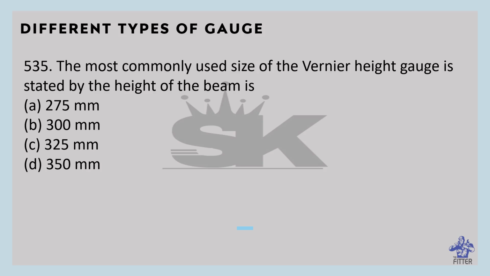The most commonly used size of vernier height gauge, stated by the height of the beam, is 300 mm. So the vernier height gauge is a micrometer which is used to measure the height of the parts.